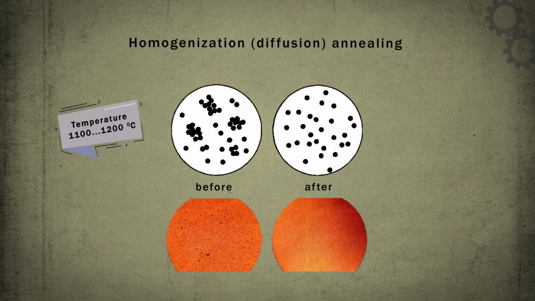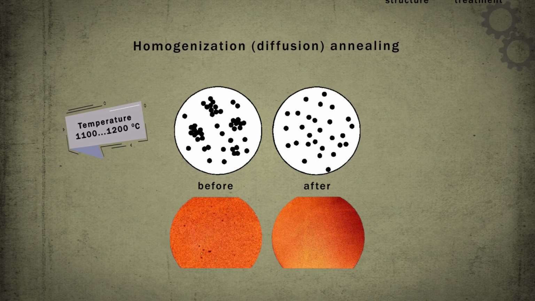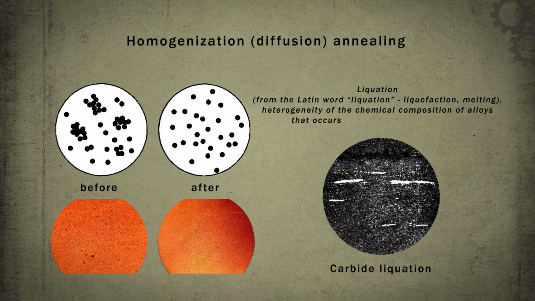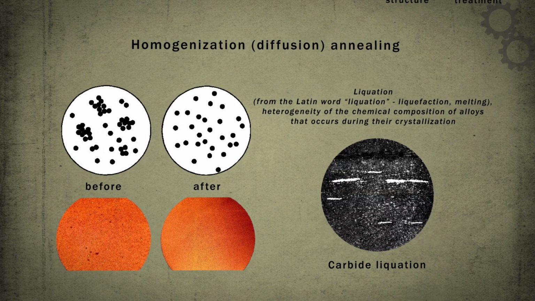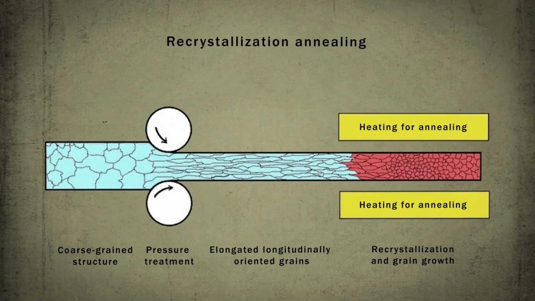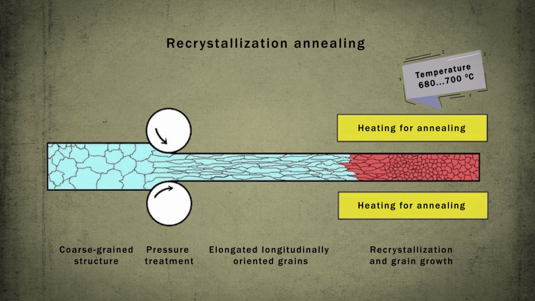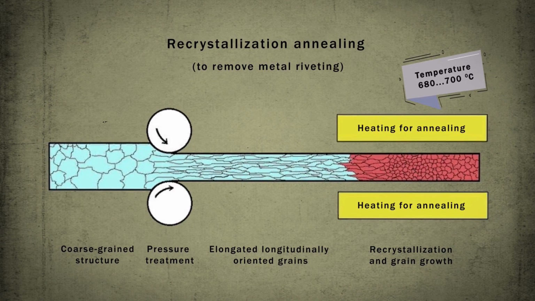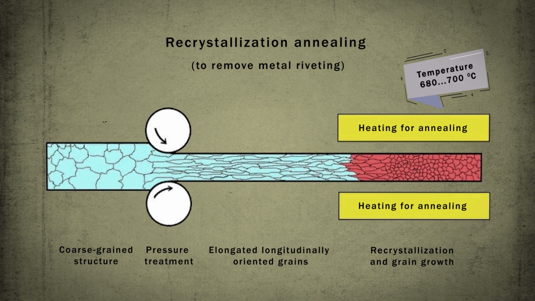Homogenization or diffusion annealing is used to reduce dendritic or intracrystalline liquation, heterogeneity. Recrystallization annealing is used to remove metal work hardening, i.e., hardening of steel after cold plastic deformation, for example, after pressure treatment.